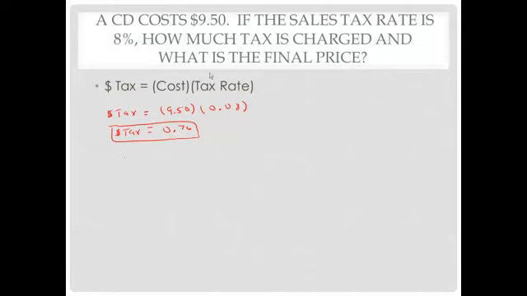So that's part of my answer. The second part said, what is the final price? So the final price, or the total price, would be the original $9.50 plus the 76 cents in tax that we're paying, which would give us a total of $10.26. So we find the tax on the amount, and then we just add that tax amount to the original price to give us our final price.